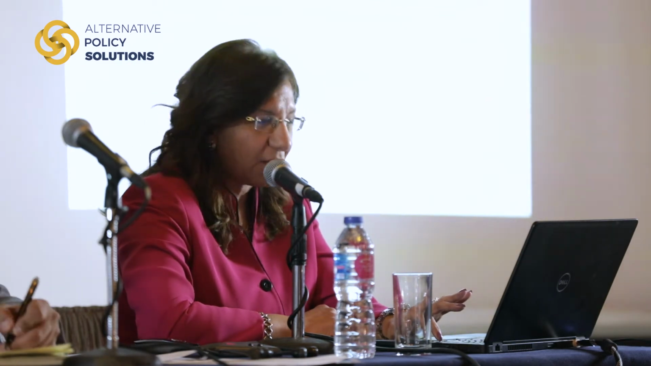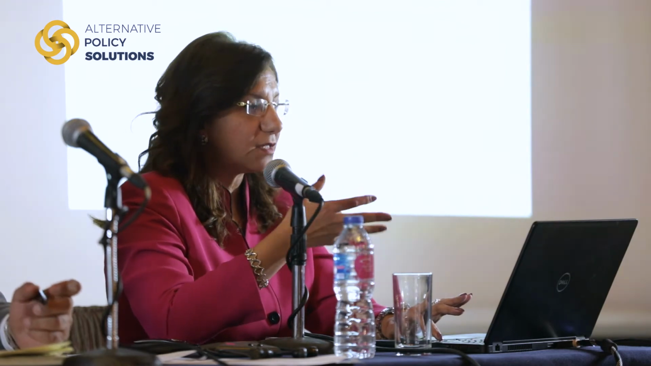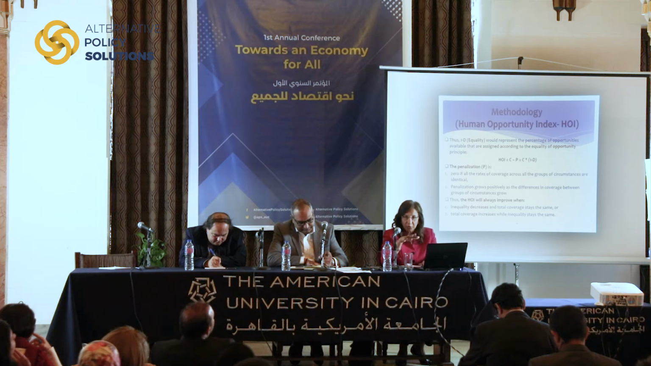The Human Opportunity Index is the global coverage minus the penalty, or penalization. Penalization gives 0 if the rate of coverage across all the groups of circumstances, here the characteristics of beneficiaries, is the same. If it is 0, it means all the groups have the same coverage. All groups have the same accessibility. So there is equality between them.